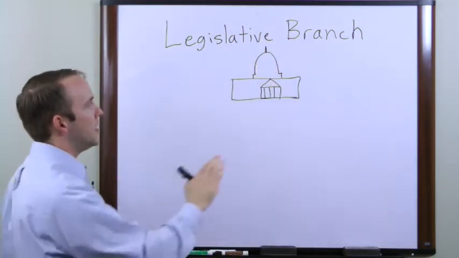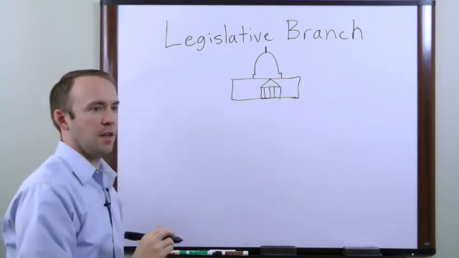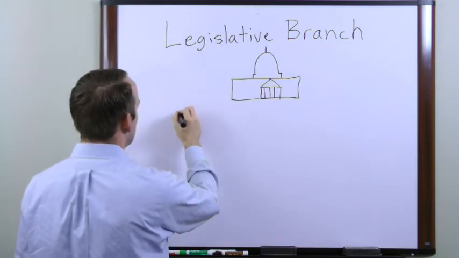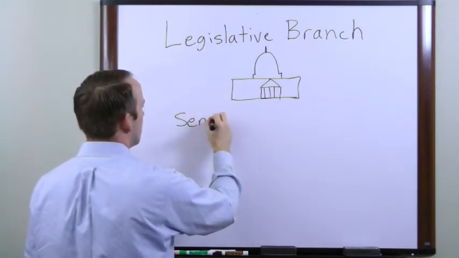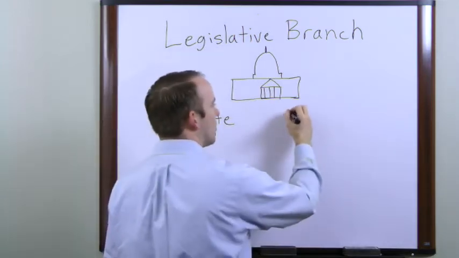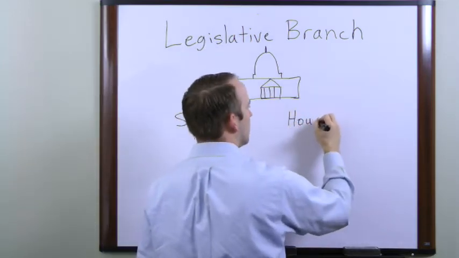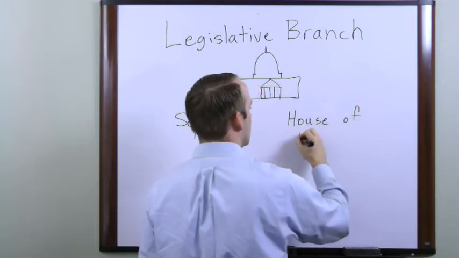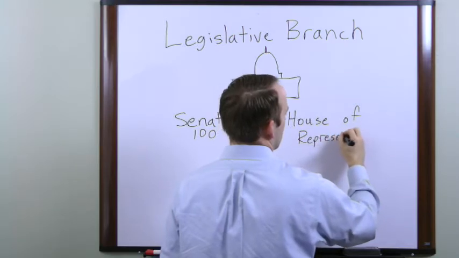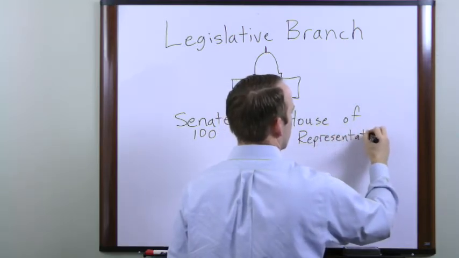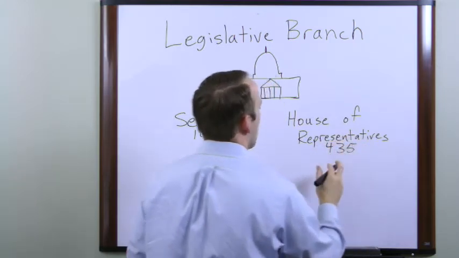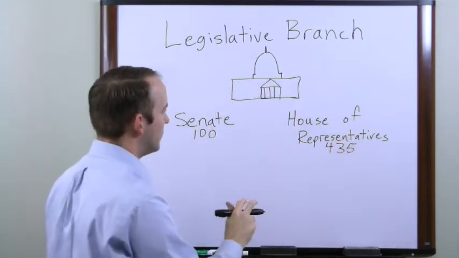Now, how many different divisions are there within the legislative branch? There's two. You have the Senate, which has 100 members, and then you have the House of Representatives, which has 435 members. Now, there's 535 total.